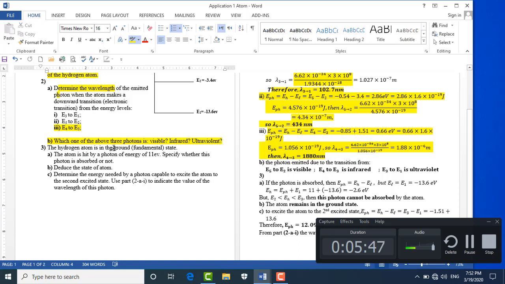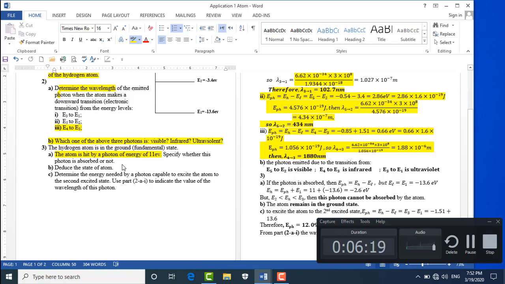The hydrogen atom is in the ground or the fundamental state. The atom is hit by a photon of energy 11 electron volt. The energy of the incident photon equals 11 electron volt. In this part, we make excitation of the atom by a photon. The question is: specify whether this photon is absorbed or not.